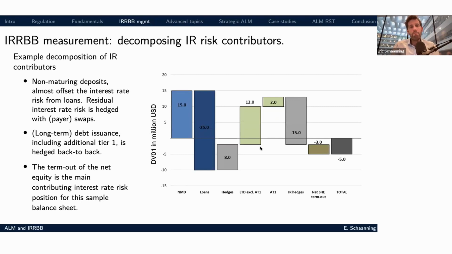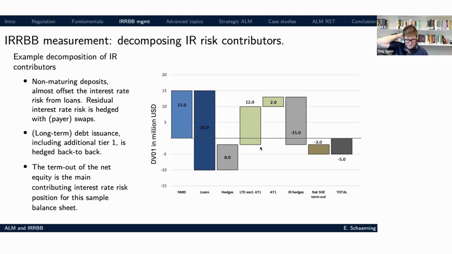So the first three buckets, that would be your standard lending or standard banking book, if you will. So you have loans. They have a negative, that's the dark blue bar. And in this example, they have a negative DV01 of 25 million. So that means for this bank, if rates go up by 1 basis point, you lose 25 million in net present value on all of the loans that you've made, regardless of when they mature.